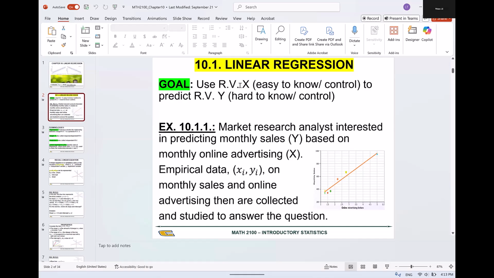So if that's your research objective, then you need to collect your data. The empirical data will be the pairs of Xi and Yi. So Xi will be online advertising, and Yi will be the amount you get back, and you have different periods. From that you can plot it, maybe using a scatter plot, where the x-axis is the online advertising you spend, and the y-axis is the monthly sales. Each dot represents a pair of data you collected. From the scatter plot, you should see a trend, a certain relationship between those two.